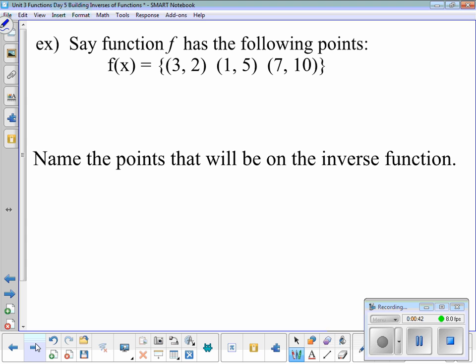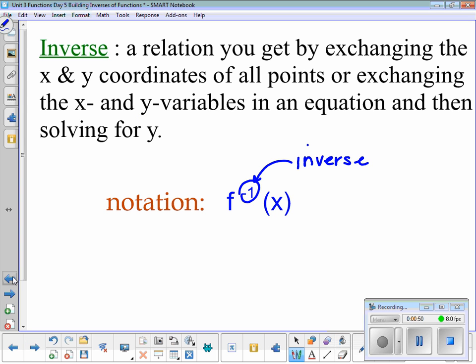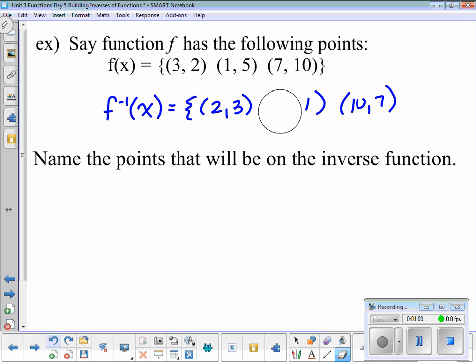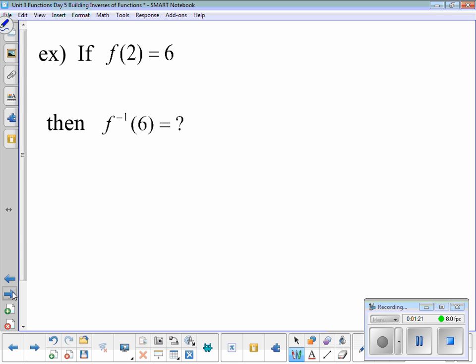Okay, so we're going to start with a basic function, which is just ordered pairs. So I'm going to ask you to find the inverse. So if we look back at our definition, that's just done by exchanging the x and y coordinates. Okay, so if I do this, I get the point 2, 3 instead of 3, 2. I get the point 5, 1. And I get the point 10, 7. Okay, so let me fix my 5 there. That's pretty bad. 5, 1. So all I did was exchange all the ordered pairs, the x and the y, so I have the inverse function.